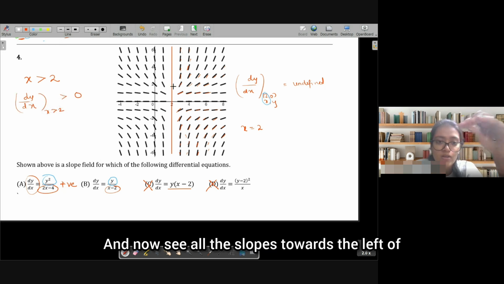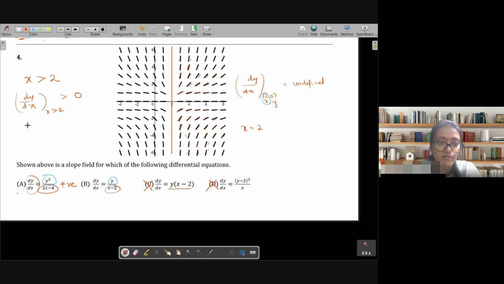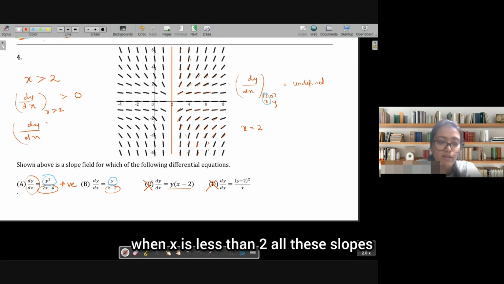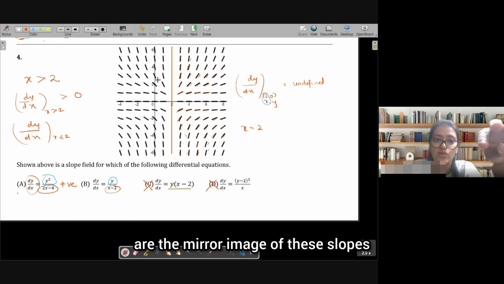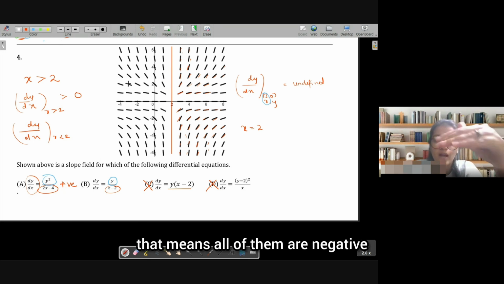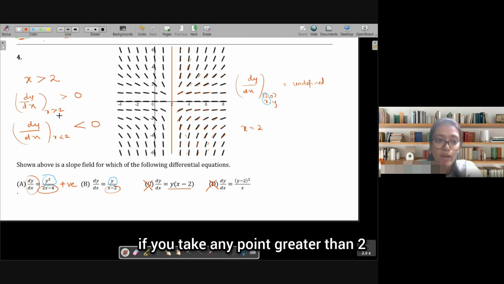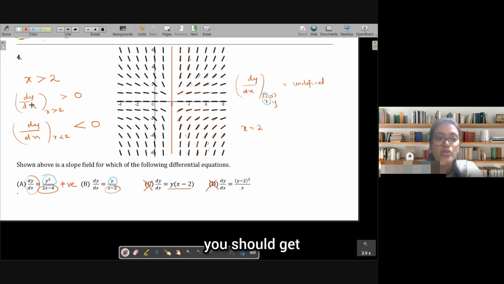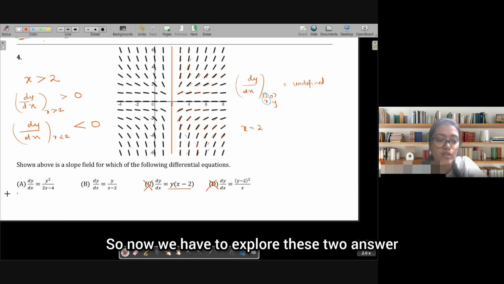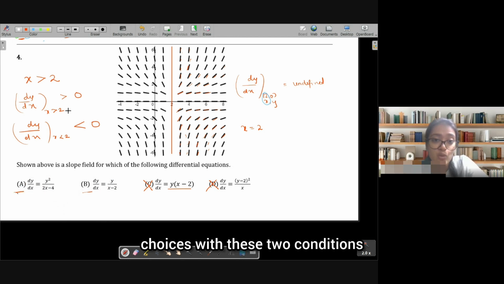And now see all the slopes towards the left of x equals 2. That means when x is less than 2, all these slopes, and what you said was right, they are the mirror image of these slopes. That means all of them are negative, right? So if you take any point greater than 2, you should get dy by dx greater than 0. And if you take any point less than 2, then your dy by dx should be less than 0. So now we have to explore these two answer choices with these two conditions.